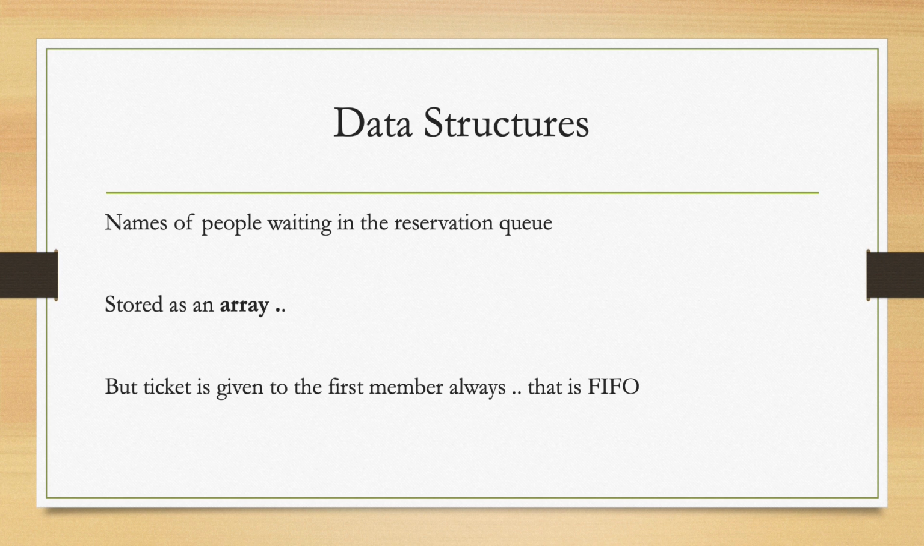How do we get the names of people waiting in a reservation queue? This is also stored in an array, but functionality wise, we cannot just pull some person in the middle of the queue and then give a ticket, right? We have to always make sure that the person who is standing in the front is getting the ticket. This kind of data structure is called a FIFO data structure. First in, first out. That means the person who first came and stood in front of the reservation counter is the one who is going to get the ticket.